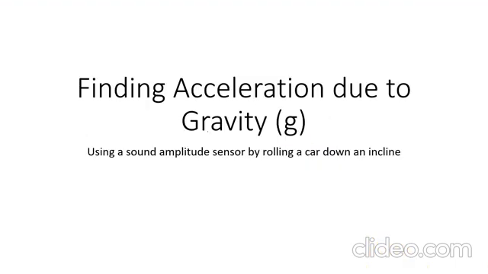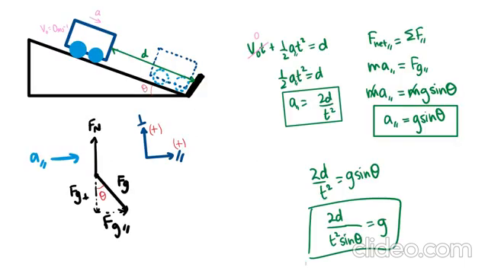The acceleration due to gravity g will be found using a sound amplitude sensor by rolling a cart down an incline. A cart rolls down an incline with an angle theta and an initial velocity of 0 meters per second, rolling down a total distance of d. The acceleration of the cart can be found using this kinematic equation, so that a equals 2d over t squared.